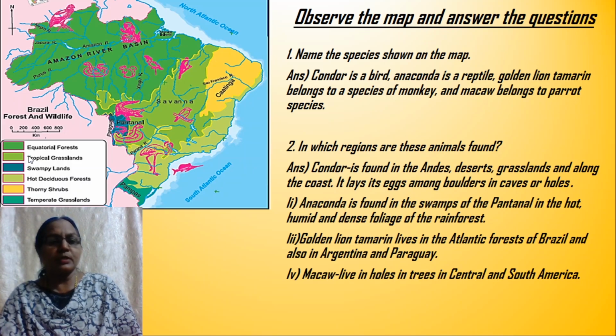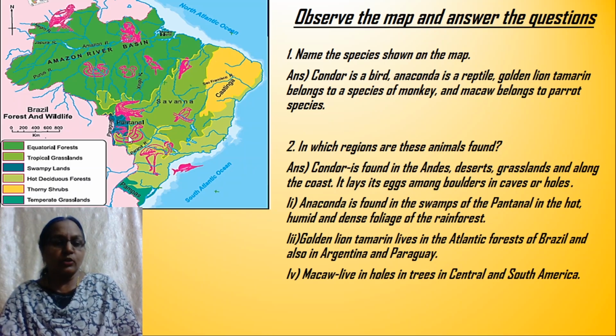Next is the tropical grassland. The tropical grassland is also known as a savanna, and it's found in the central part of Brazil. The third one is swampy lands. Swampy lands are also called the Pantanal. Here you can see the crocodile, and this is your anaconda. The next one is hot deciduous forests. Hot deciduous forests are found in the southeast part of Brazil.